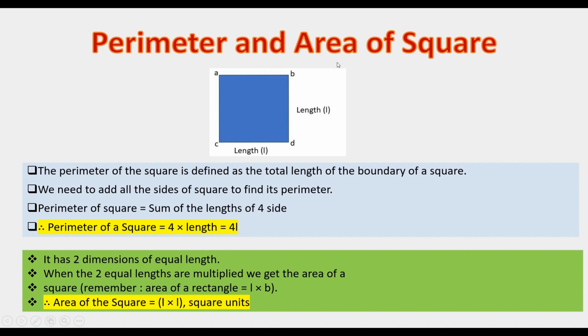Then let's see the area of a square. It has two dimensions of equal length. See, two dimensions of equal length, and when the two equal lengths are multiplied, we get the area. What is the area of a square now? It is nothing but length into length square units.